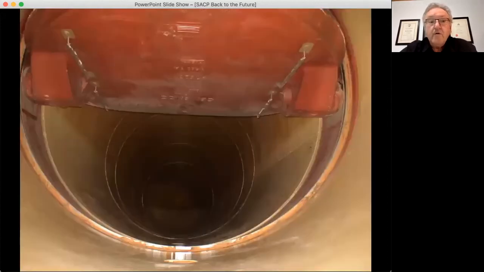Here we have a photograph of the use of sacrificial magnesium anodes. These are magnesium ribbon anodes that have been attached to the valve blade of a big butterfly valve. This valve has been in service in very corrosive water for something like 15 years. And as you can see, the anodes are partially consumed.